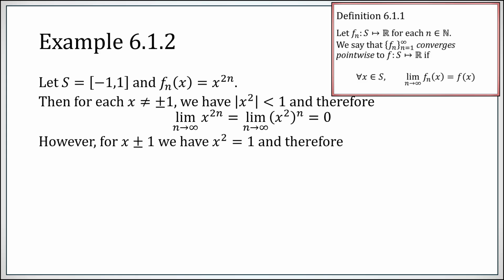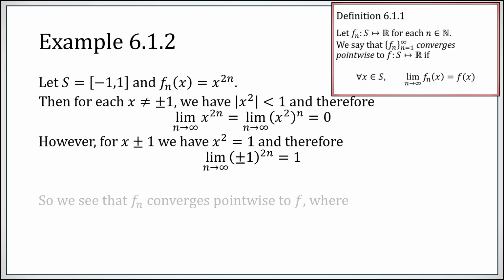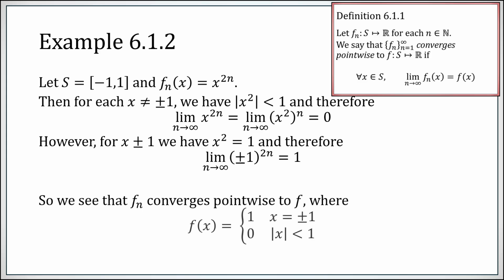But at x equals plus or minus 1, x squared is 1, and therefore when I begin raising this to the nth power, we have the constant sequence 1. So the sequence of functions fn converges pointwise to the following function. It is 1 at the endpoints and 0 everywhere in between.